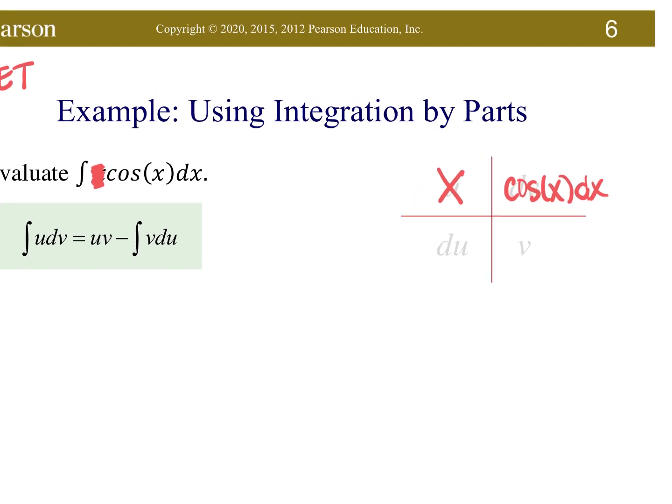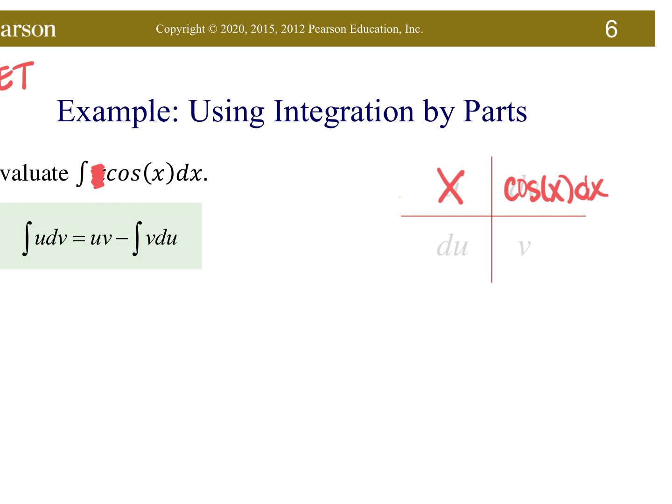If x is what I chose for u, what is the differential that goes in this box? What is the derivative of x? 1. So that's what goes in that next box, the number 1, because the derivative of x is 1.